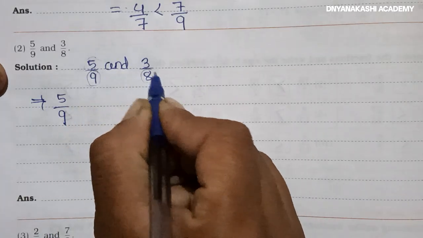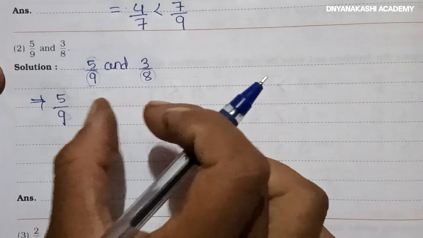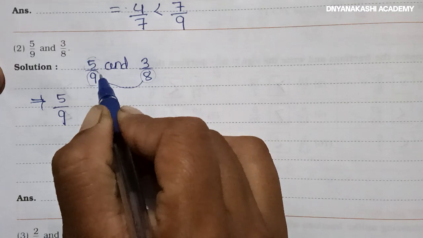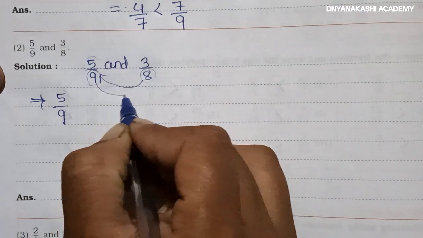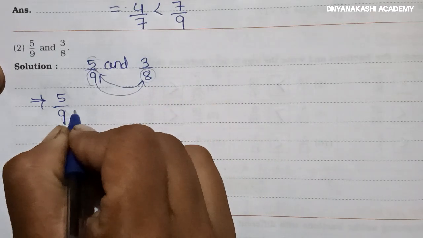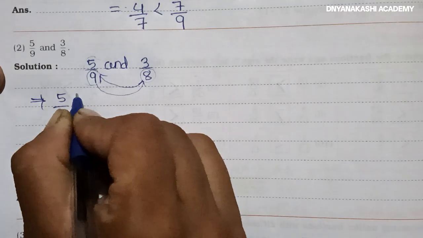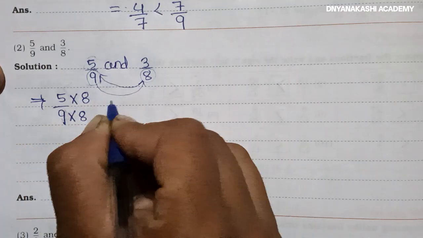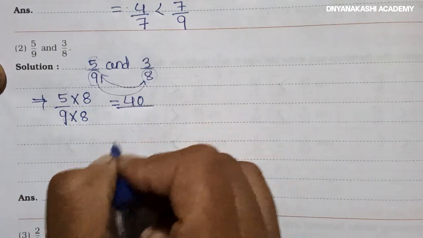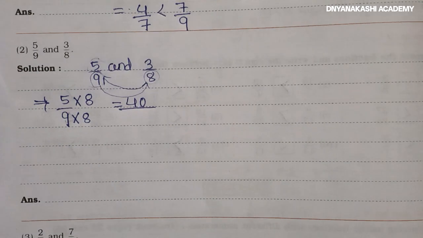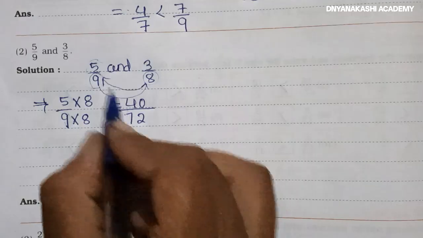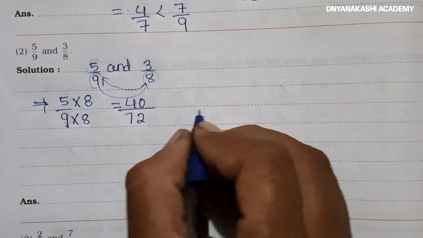9 and 8 do not come under the same table. That's why I multiply 8 with this fraction and 9 with the other fraction. 5 by 9 into 8, and also multiply the numerator. 5 eights are 40 and 9 eights are 72. This is the equivalent fraction of 5 by 9.